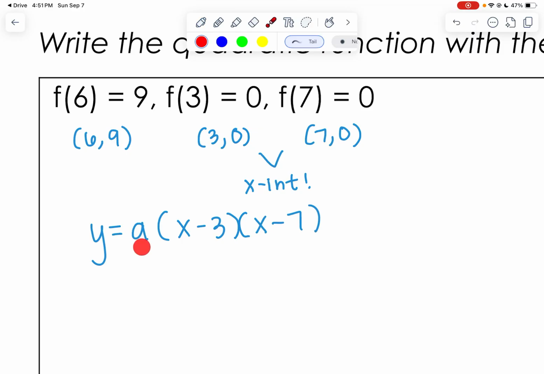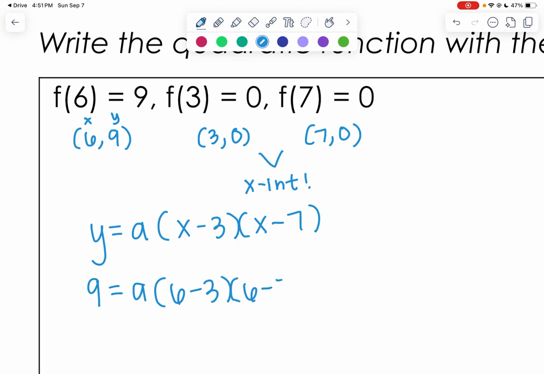Well, I don't know a, but I do have another point that I could use to plug in here and then work backwards for a. And that's exactly what I'm going to do. That's why they give you this additional point, so you can plug it in and then look for a, which is the only thing we need to fill out this formula. So y is 9, x is 6 for now. So 9 equals, I don't know a, 6 minus 3 times 6 minus 7.